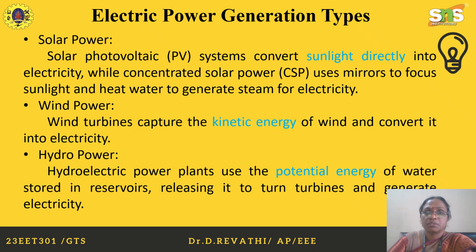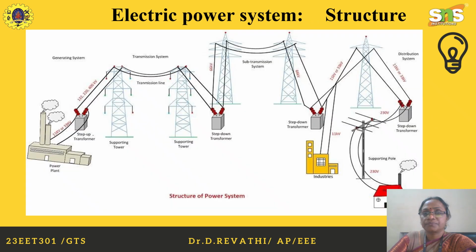So we all know sunlight directly converted into electrical energy is considered as solar power, or PV power, that is the photovoltaic system. Like that, for wind power, kinetic energy is converted into electrical energy. And for a hydropower plant, potential energy is converted into electrical energy.